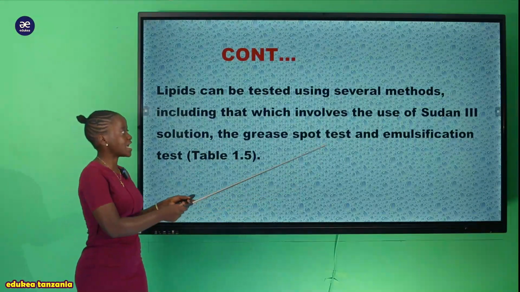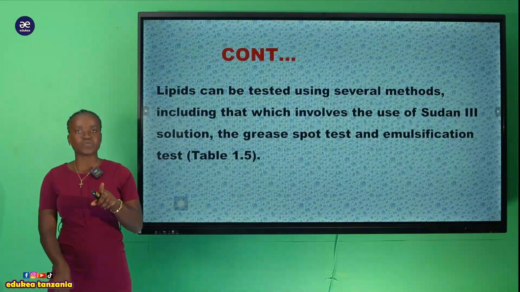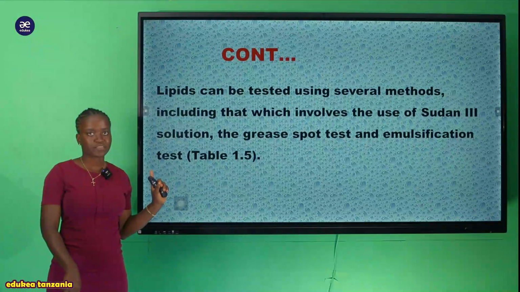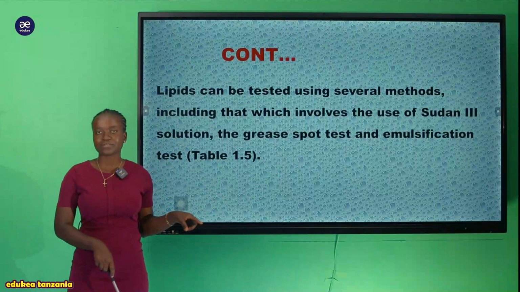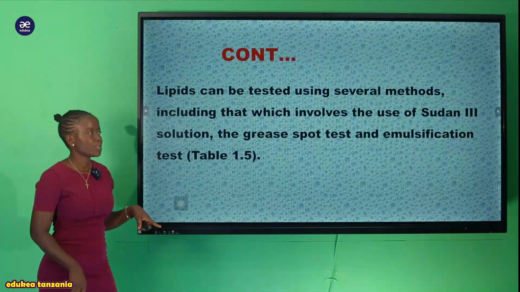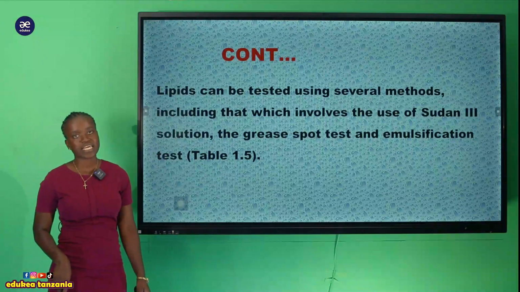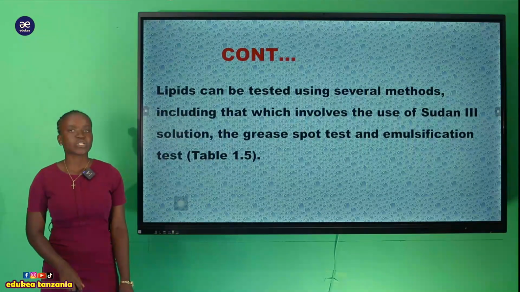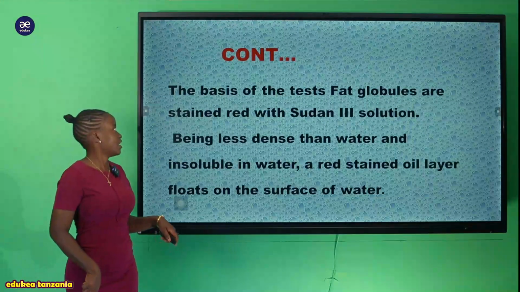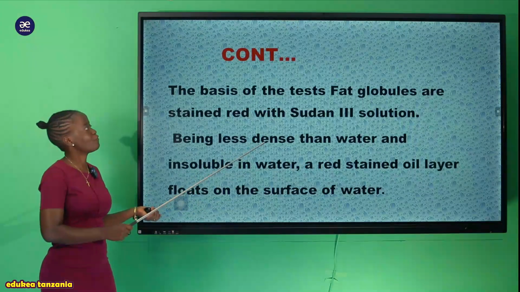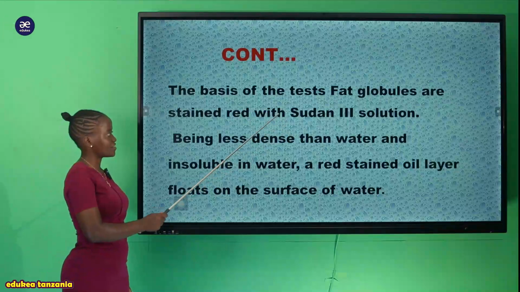That is, we're going to use Sudan 3, then we're going to observe the changes which will occur while you're using Sudan 3. But also we have the grease spots test that is used to test if there's a presence of lipid. And last we have the emulsification test, that we are going to see in table 1.5. So we're going to see how it is tested. So the basis of testing: fatty globules are stained red with Sudan 3 solution.